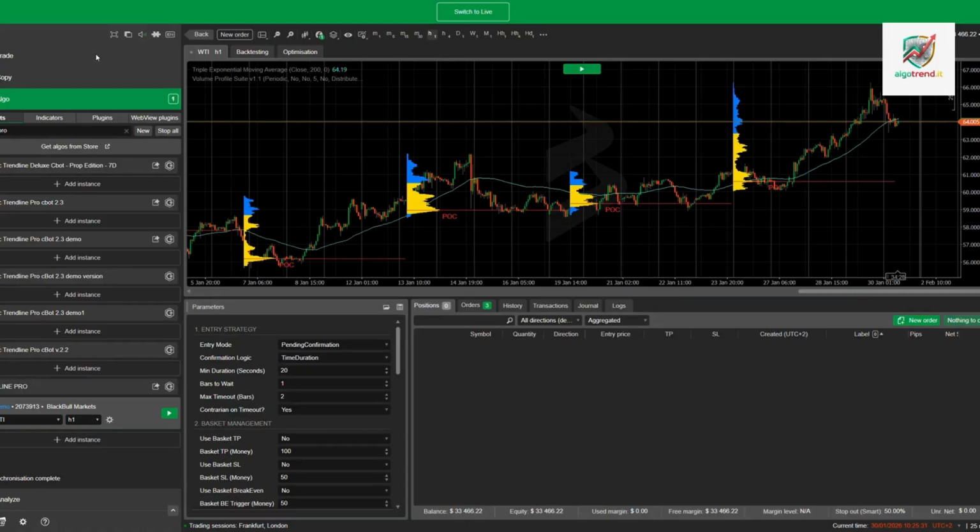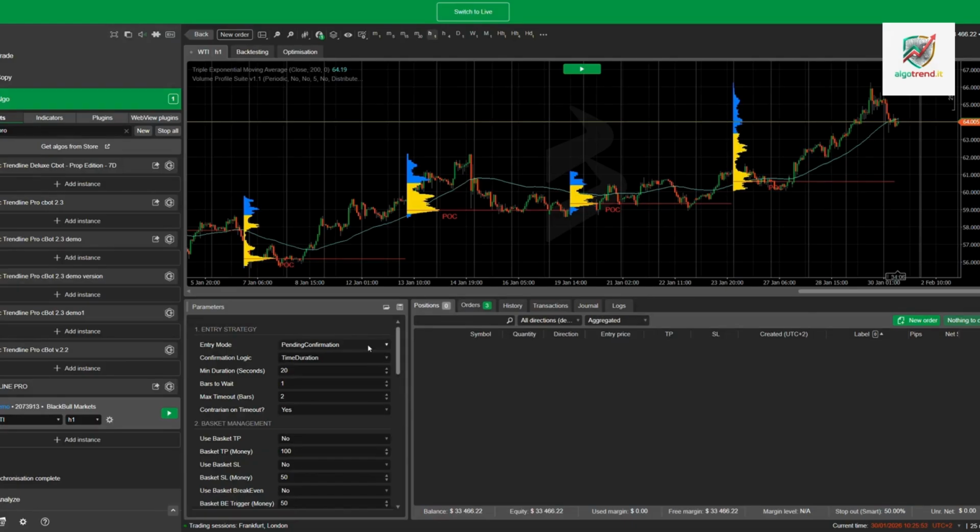Parameter Breakdown. Number 1, Entry Strategy. Controls how trades are confirmed after price interacts with a trend line or horizontal level. Entry Mode. Instant Touch enters immediately when price reaches the level. Pending confirmation waits for breakout confirmation before entering.